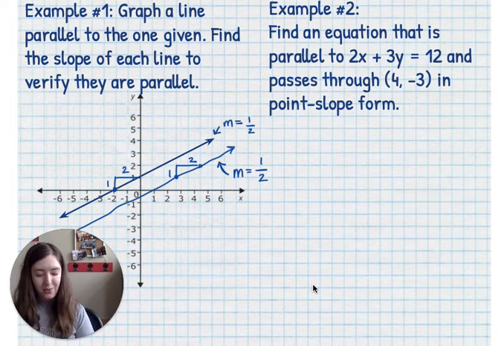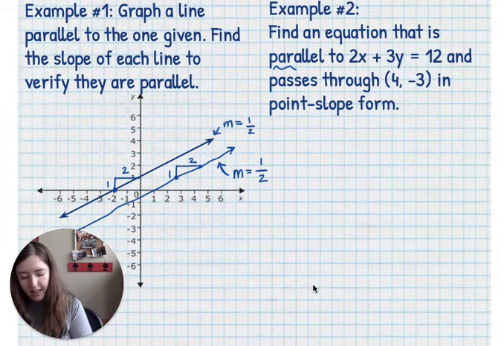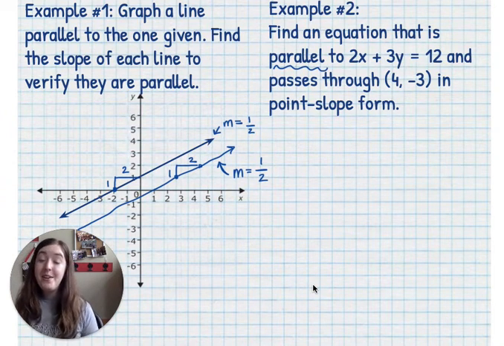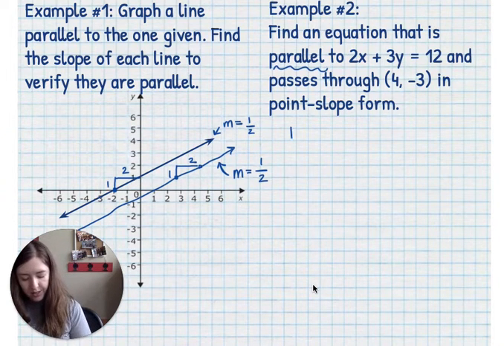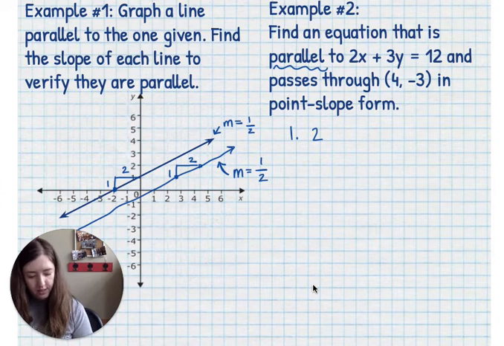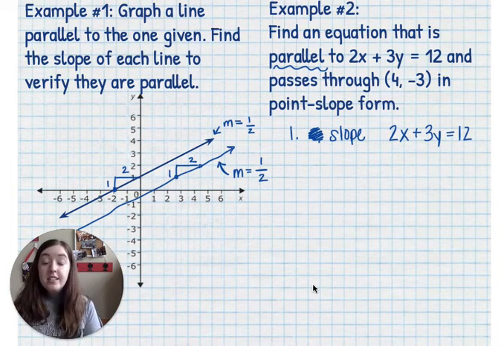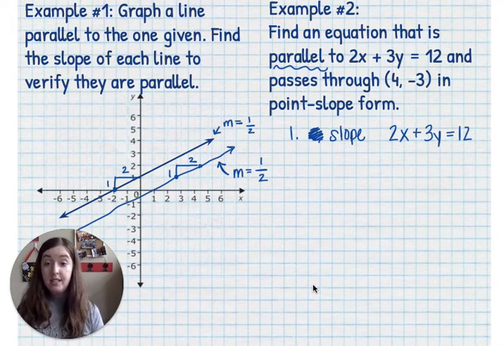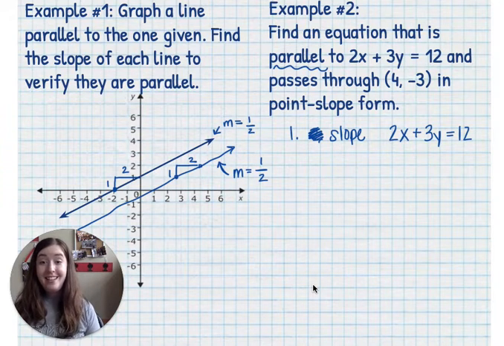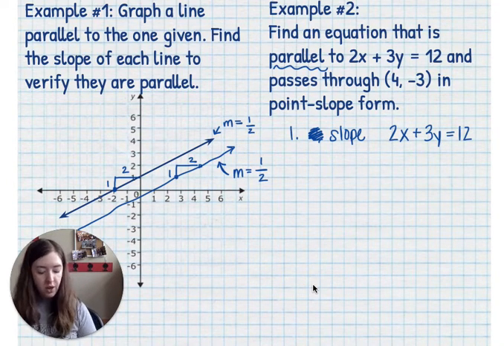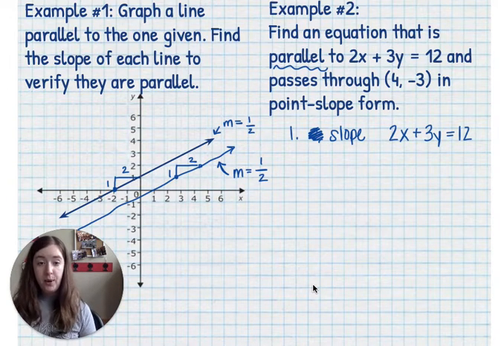So first of all, we want a parallel line. We know that parallel lines have the same slope. So I have to figure out what the slope is. I need to find out what the slope is of 2x + 3y = 12. The easiest way that I know of to find the slope of a line when it's in standard form is just to solve for y. So to solve for y, I'm going to start by subtracting 2x from both sides.